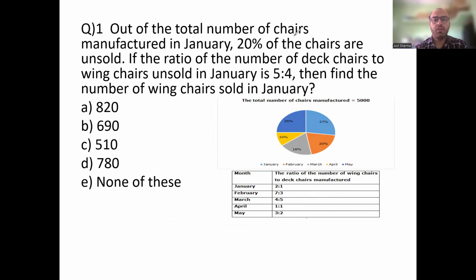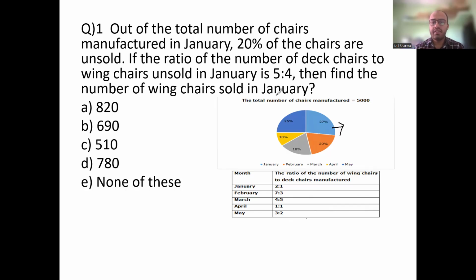Out of the total number of chairs manufactured in January, so we are only focused on the month of January, not anywhere else. Out of the total number of chairs manufactured, 20% of the chairs are unsold, meaning they are not sold at all. If the ratio of the number of deck chairs to wing chairs unsold in January is 5:4, then find the number of wing chairs sold in January. That is what I need.